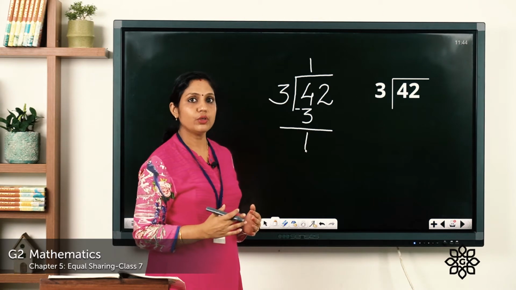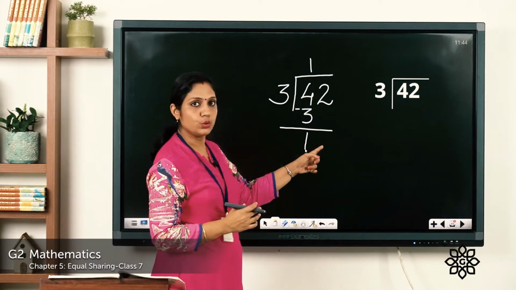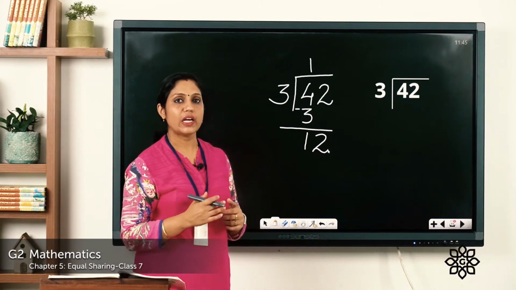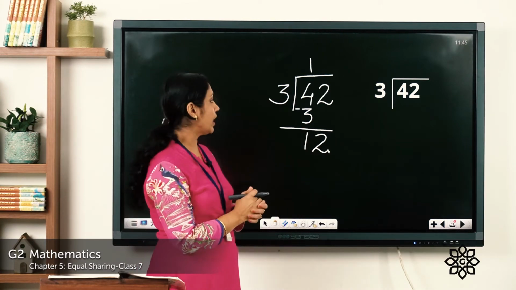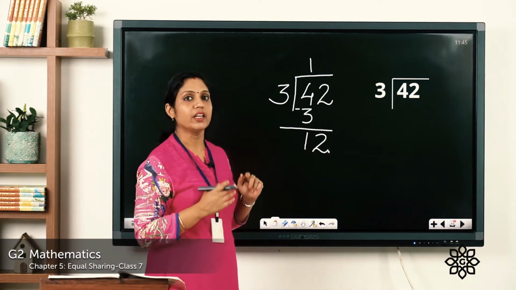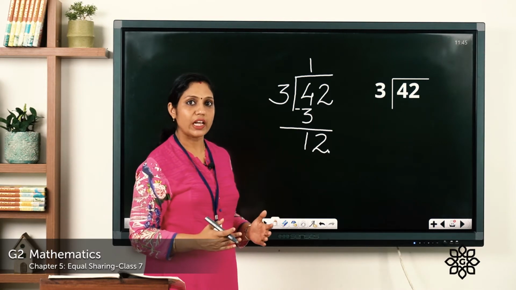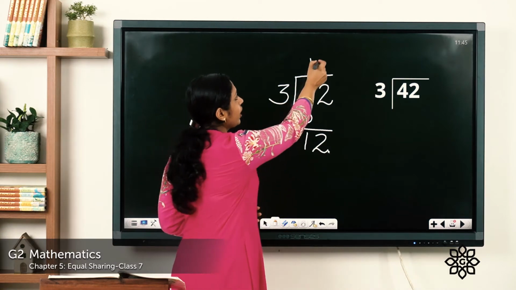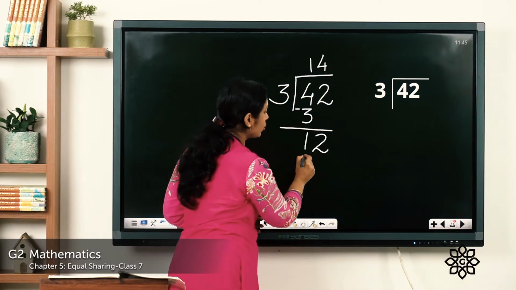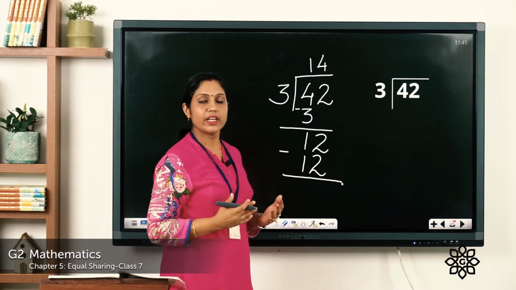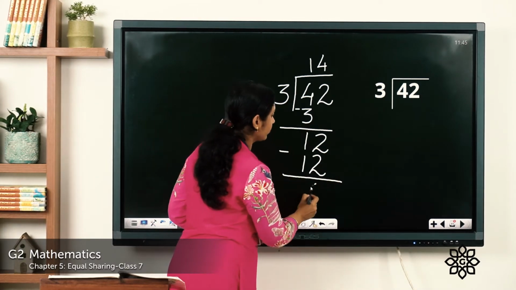Now what do we have to do? We have to bring down this 2. Now how much did we get? We have got 12. Again we have to divide 12. So check the table of 3 again. 3 ones are 3, 3 twos are 6, 3 threes are 9, 3 fours are 12. So how much did we get? 3 fours are 12. And again subtract. So 12 minus 12 is 0.